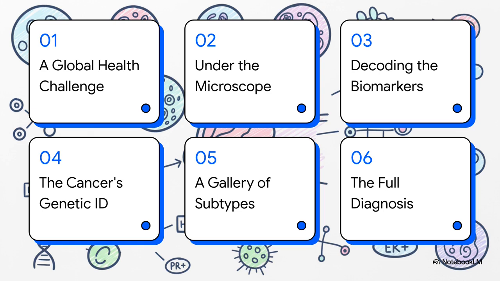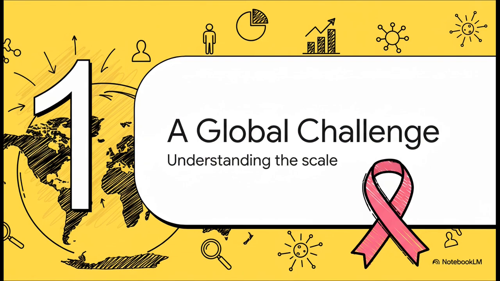After that, we'll decode the biomarkers, check out the cancer's genetic ID, look at a gallery of subtypes, and finally, put it all together for the full diagnosis. Ready? Let's go. Okay, first things first. Section 1, a global health challenge. Before we get into the nitty-gritty, let's take a step back and understand the sheer scale of this problem.